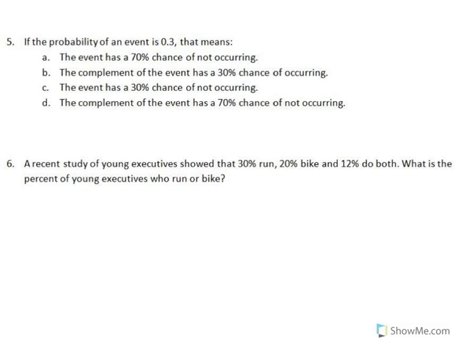Okay, so question number 5. If the probability of an event is 0.3, that means, first let's understand that when the probability is written in the form of a decimal, 0.3, that will be 30%. Okay, so we understand that.